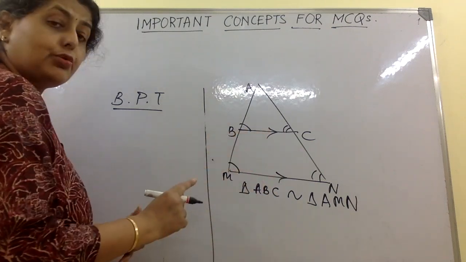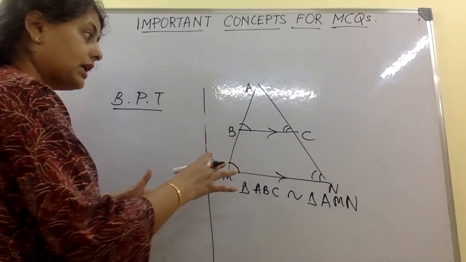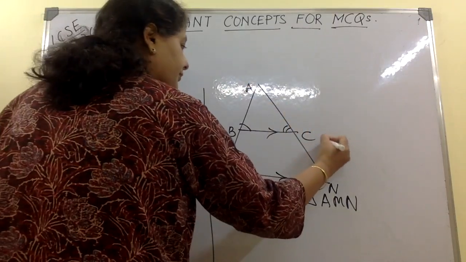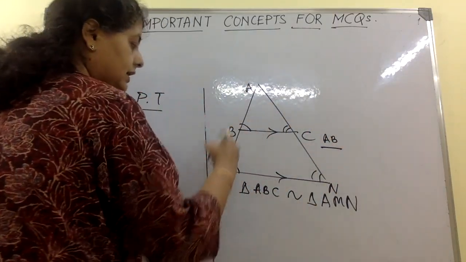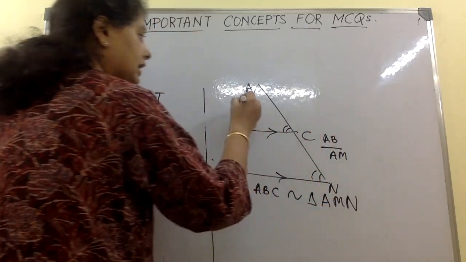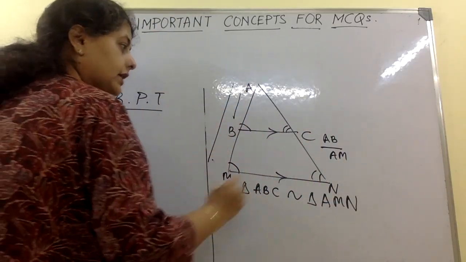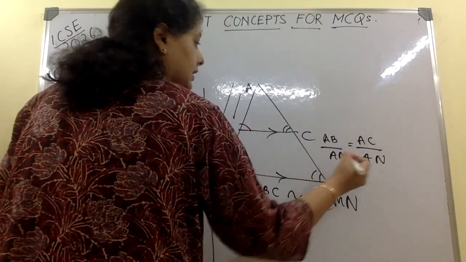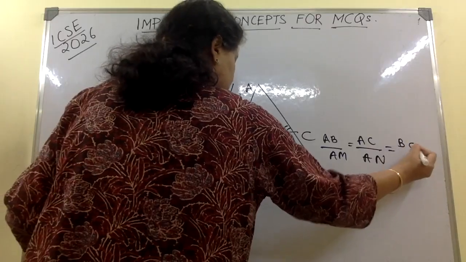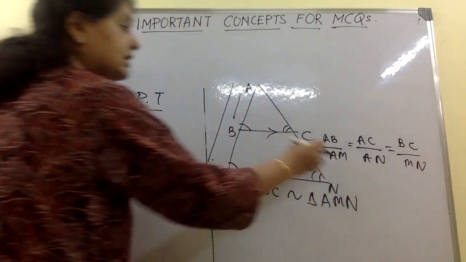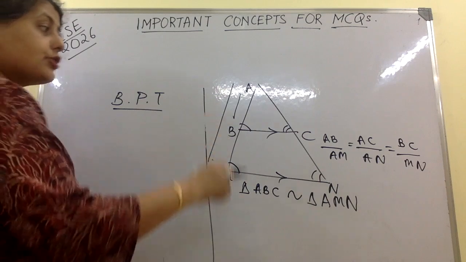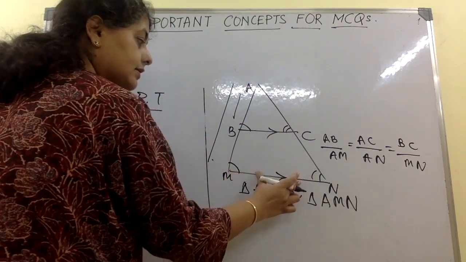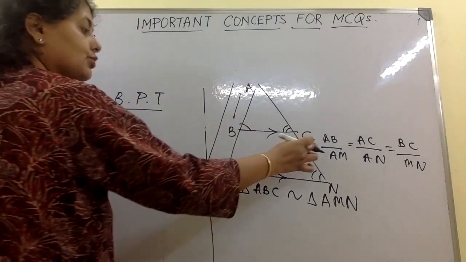Now what will you apply to do your sum? Here what you will apply is AB by AM. Now see, I have taken the full side over this part. And then AC by AN. And the third one is BC by MN. This is the rule that I am taking from similarity: whole by whole side, and the third side is also taken, and I can use this.